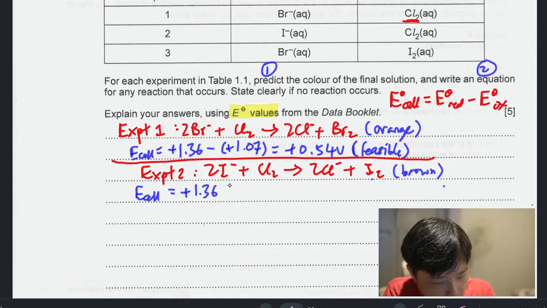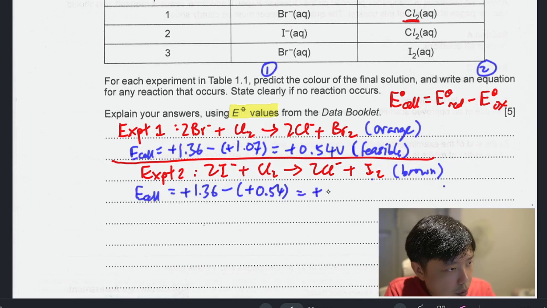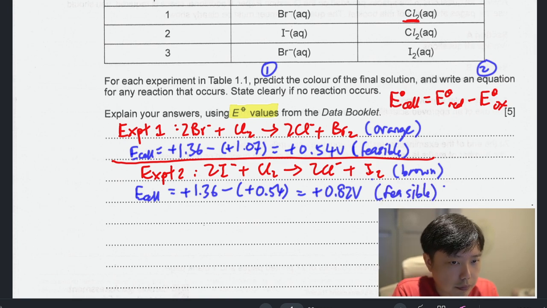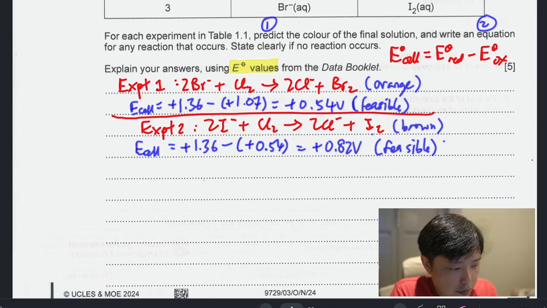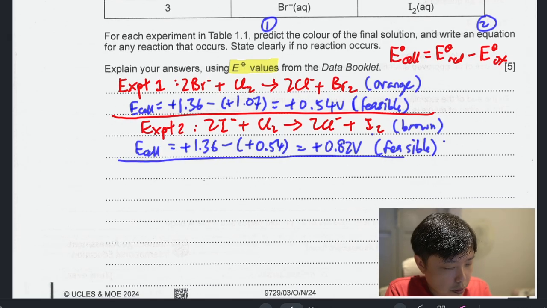The value for chlorine is the same, minus off a positive 0.54. This gives you a slightly larger voltage, which will be 0.82 volts, which means that this reaction is also feasible. So that is for experiment 2.